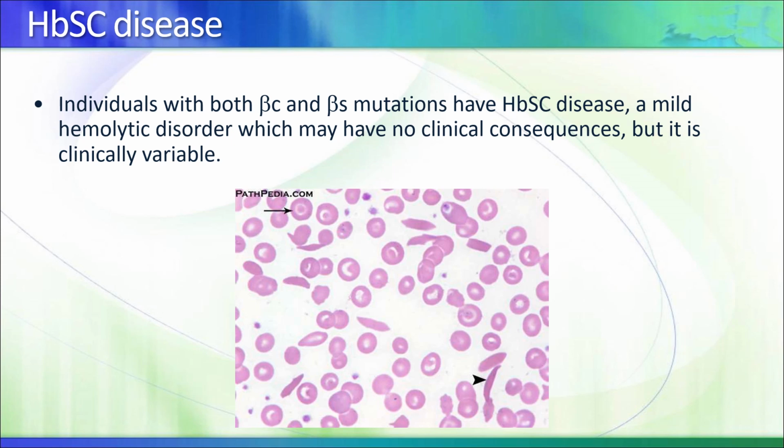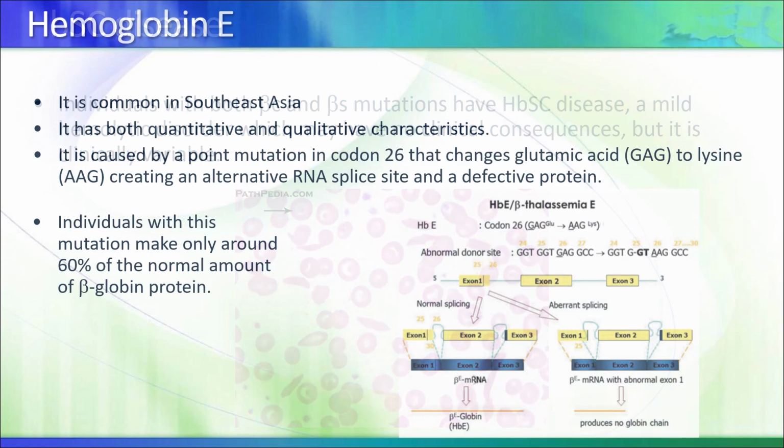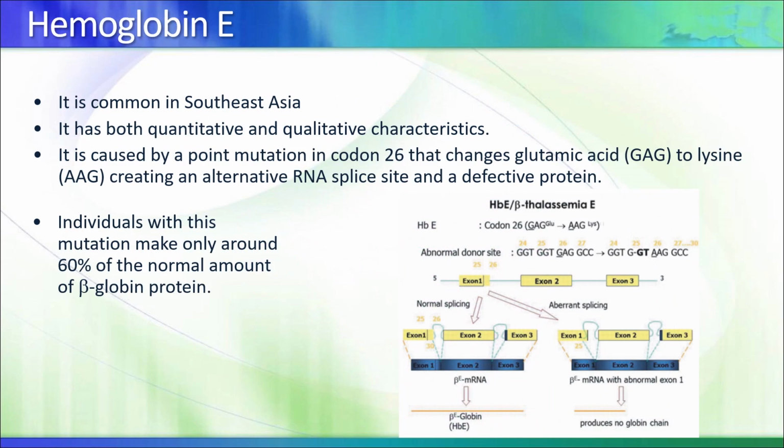Just like normal individuals or individuals with sickle cell trait, these individuals have mild clinical abnormalities, hardly any clinical consequences, but it is clinically variable. Now, there's another condition known as hemoglobin E. This condition is common in Southeast Asia.